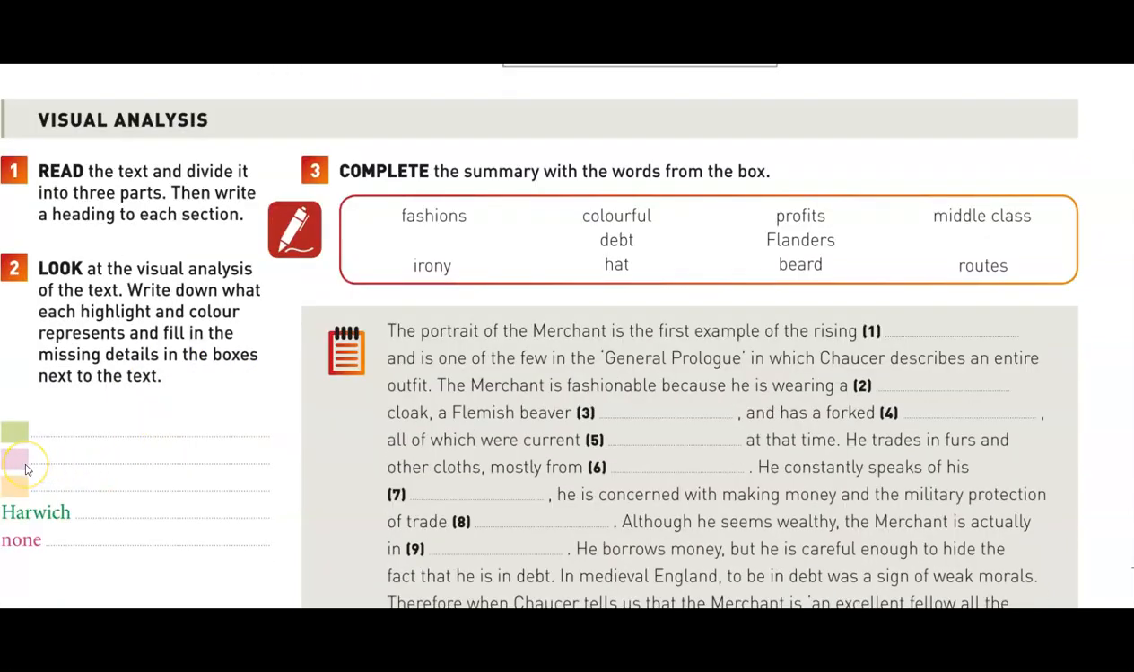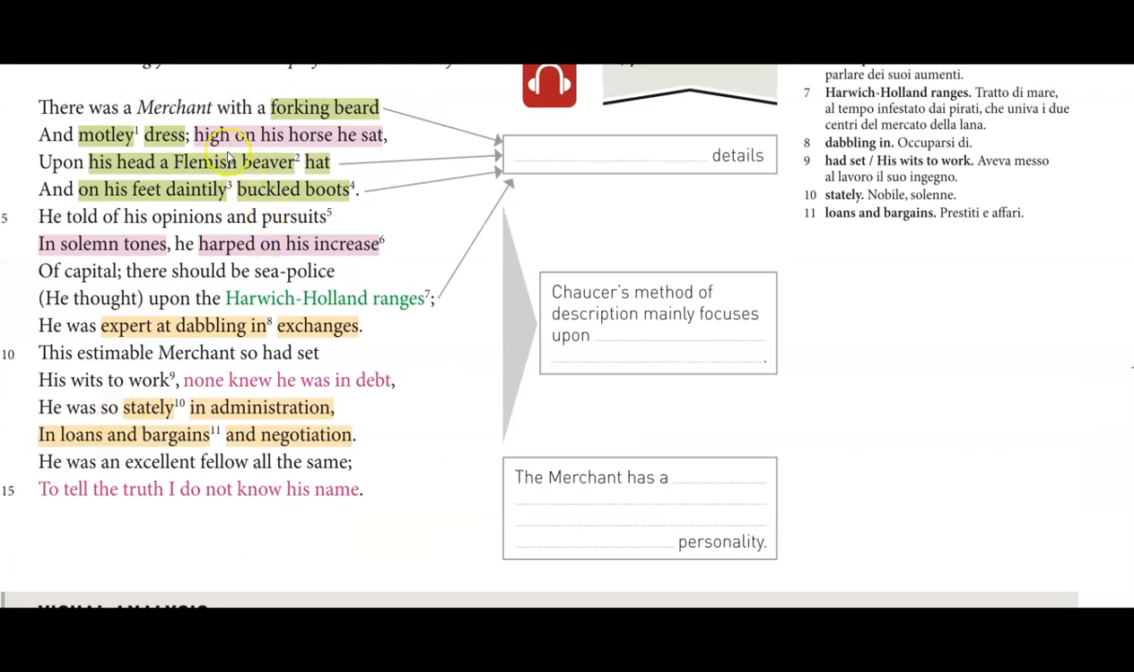Then you have the color pink: high on his horse he sat, in solemn tones, harped on his increase. You can see that these are his attitude, his propensity. Solemn, his increase. High on his horse he sat: he is very solemn, he has an attitude of command, of control, of laying down the law.